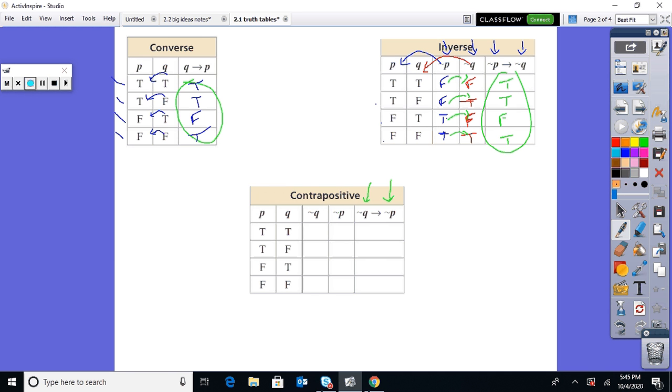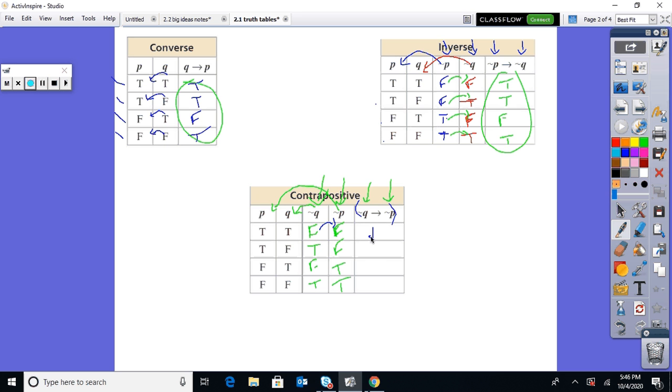Again, I need a not Q, so I've got to have a column for that. I need a not P, I've got to have a column for that. Not Q is going to look back at normal Q and flip all of them. Not P is going to look back at normal P and flip all of them. Now once you have those two columns built, now we can fill out what we're after. Not Q to not P.